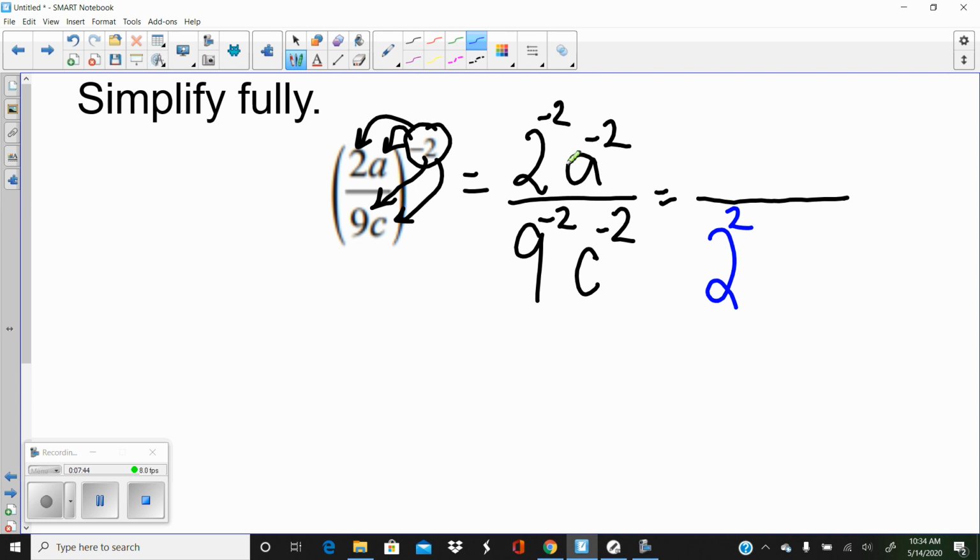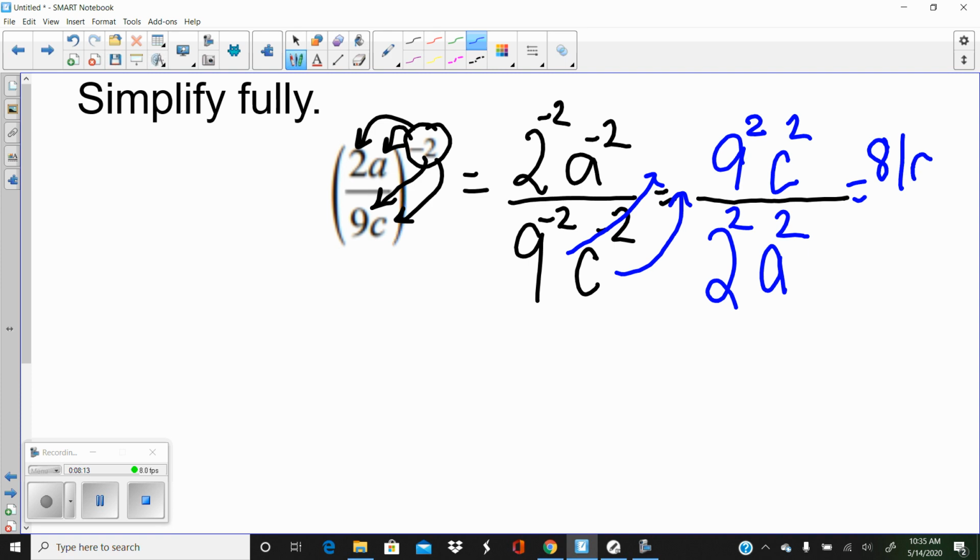The a to the -2, that also has to get moved down, so it becomes a squared. This guy down here, 9 to the -2, he has to get moved up, so he becomes 9 squared up here. C to the -2 also gets moved up, so he becomes c squared. Now we do have a little bit of simplifying to do because we can't leave this 9 squared and the 2 squared. 9 squared is 81, c squared over there, and 2 squared is 4, 4a squared.